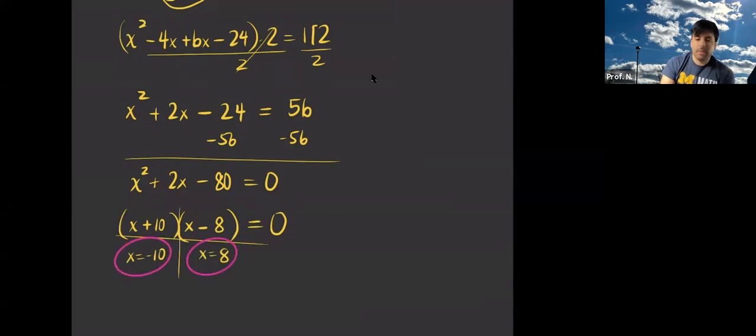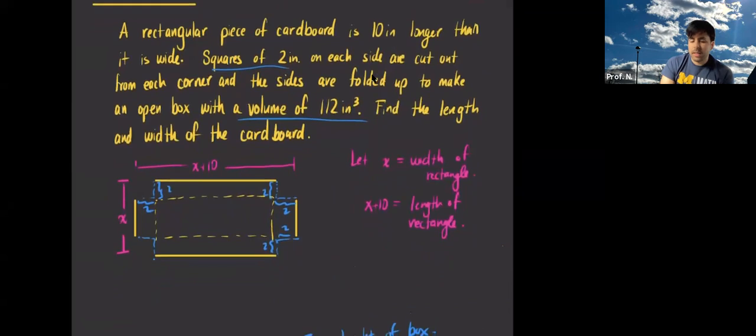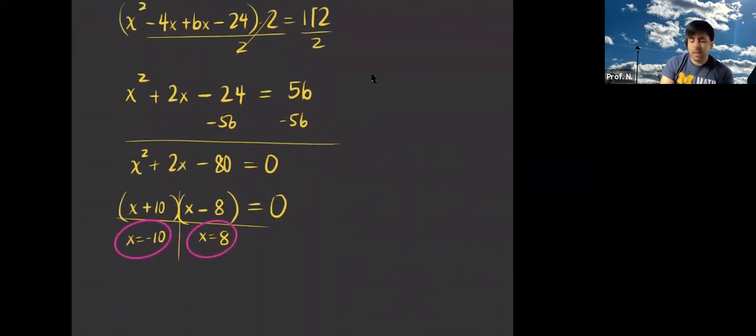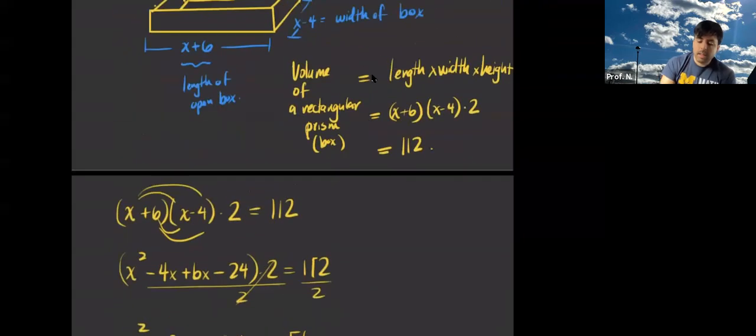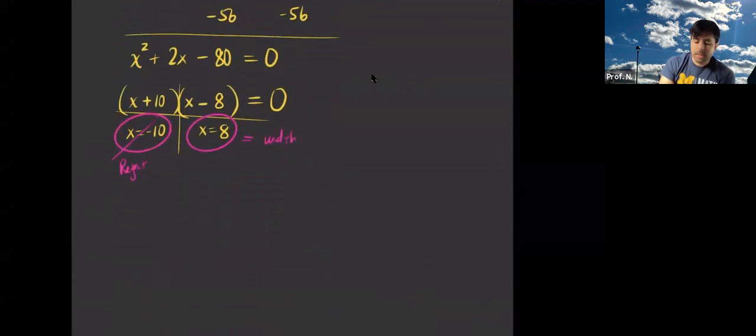The problem is, however, when we're talking about the context of this problem, we're talking about distance and length. So it makes no sense to have a negative 10 distance. So what we do here is we reject this. And we use x equals 8. And x equals 8 is my width, because that's exactly what I said x was, right? X is the width of the rectangle. So I found x equals 8 being the width of the rectangle.